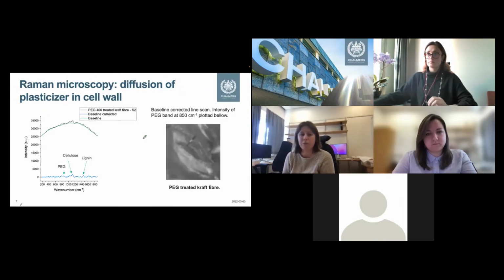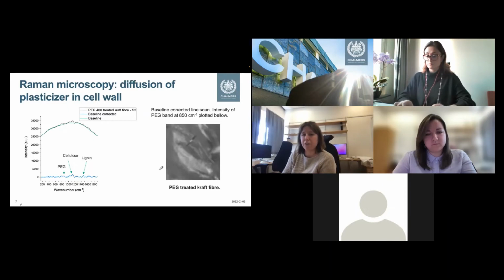Another example provided by Åke is the diffusion of the plasticizer in the cell wall. This is also a scan, the same scan of Raman measurement with the baseline subtracted, where one can differentiate the peaks and signatures of the plasticizer, cellulose, and lignin in the treated kraft fiber.